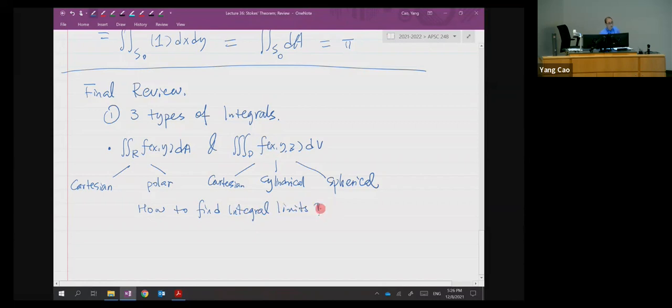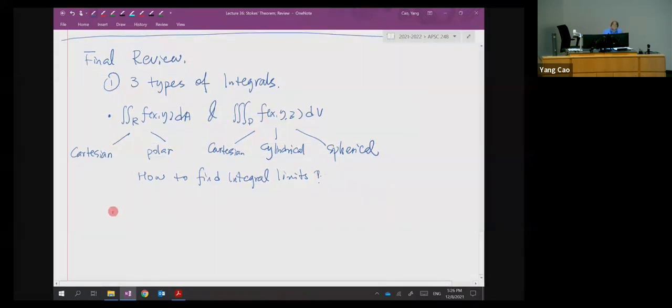This is the key, because once you find the integral limits, you can carry out the rest of the integrals. Use the concept of scanning through the region, either the region R or region D. How you scan really depends on your choice of coordinate system. So this is the first type of integral.